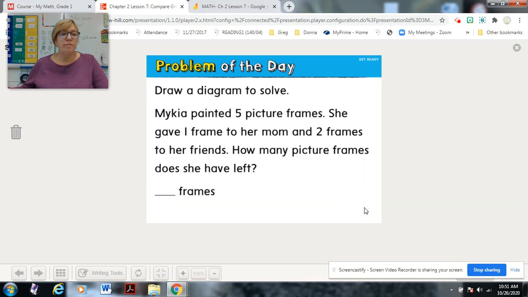Okay, so our problem of the day. This is where your whiteboard will come in handy. All right, remember what I said, we always listen to the math story first before we start working on it. It says to draw a diagram to solve. Micah painted 5 picture frames. She gave 1 frame to her mom and 2 frames to her friends. How many picture frames does she have left?